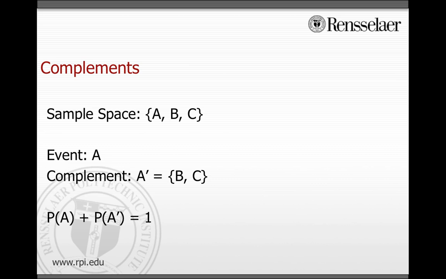The complement of an event, let's call it event A, is represented by A prime, or the set of events not contained in event A. This leads to the probability that an event and the probability of its complement will sum to 1, because that contains all possible events.